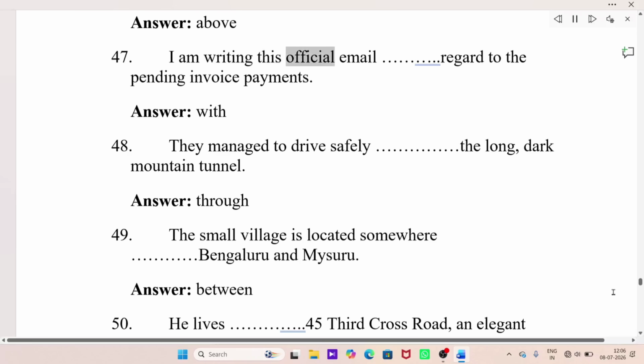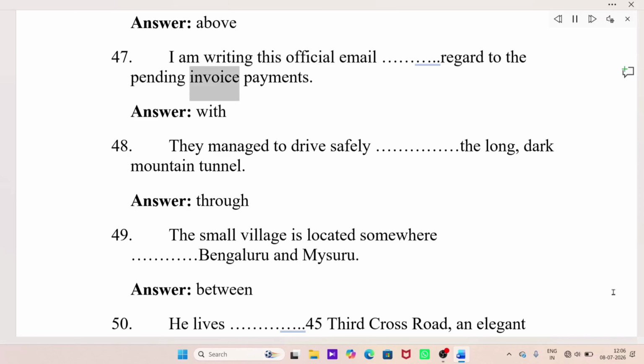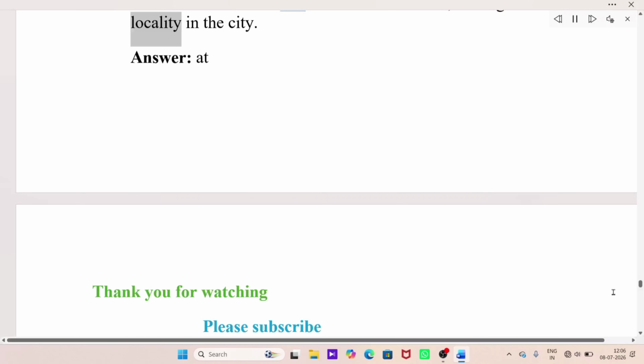I am writing this official email ___ regard to the pending invoice payments. Answer: with. They managed to drive safely ___ the long, dark mountain tunnel. Answer: through. The small village is located somewhere ___ Bengaluru and Mysuru. Answer: between. He lives ___ 45 Third Cross Road, an elegant locality in the city. Answer: at.